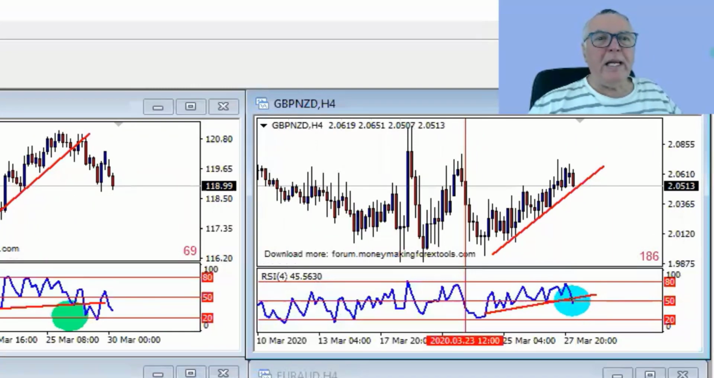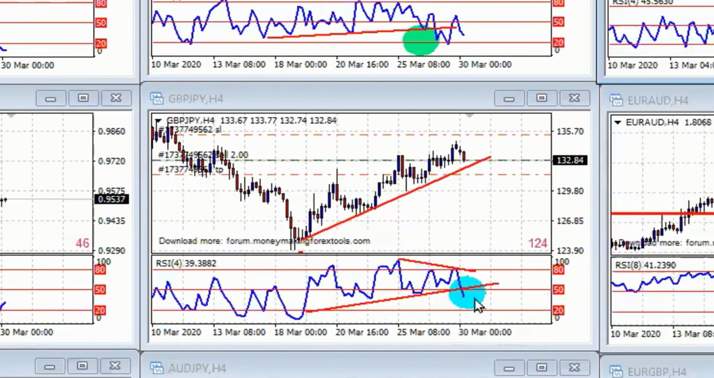And here's one that is almost a perfect setup: a trend line violation, a divergence, should I say? And we'll just make that clear. There's the divergence, there's the trend line violation, and it's gone oversold, it's gone overbought. So that's a valid signal.